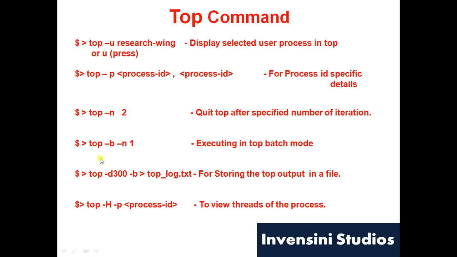Similarly, the batch mode. Batch mode of the top command is generally used for taking top output in a file, because if you directly redirect the top command into a file, it will have junk in it. It generally does not have the desired output. So you have to run top in batch mode, and then define the cycles, or you can define the delay, according to which top will dump the output in your redirected file. Similarly, if you want to see all the threads running in a process, you just do top -H and the process ID, right?